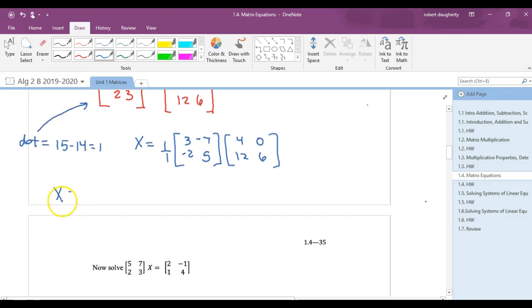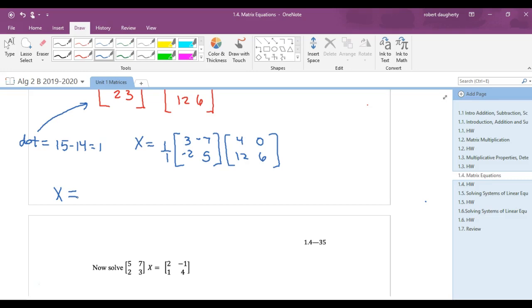So x is equal to, now where are you in matrix multiplication? Do you just do this in your head? What do you do next? Do you write down everything? How are you doing it? Write down each step. So let's do this.